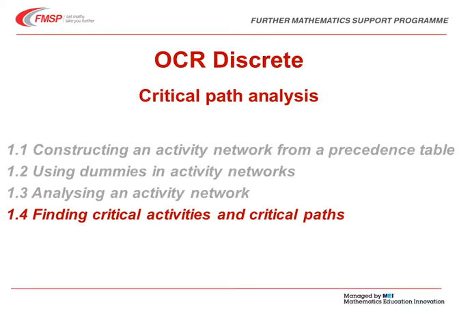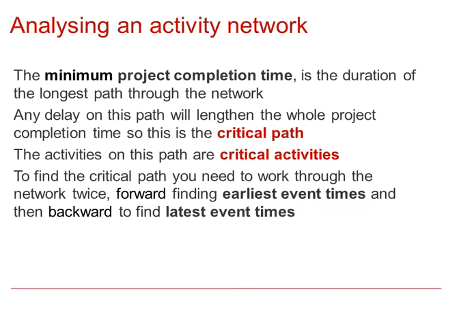Hello, this is the fourth video in the CPA series for OCR Discrete Further Maths, and it considers the finding of critical activities and critical paths. In session 1.3, we found that the minimum project completion time is the duration of the longest path through the network. We also found latest event times and earliest event times via forward and backward passes. We saw that for some activities there was some flexibility as to when they started or finished, whilst any delay on other activities would have impacted on the overall project time.